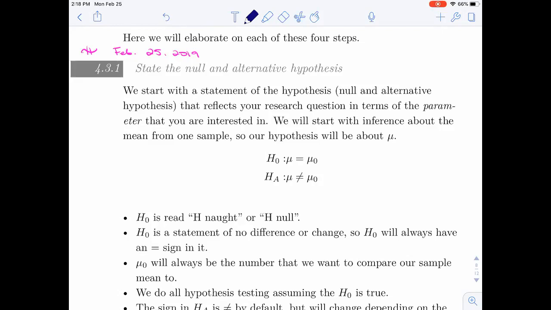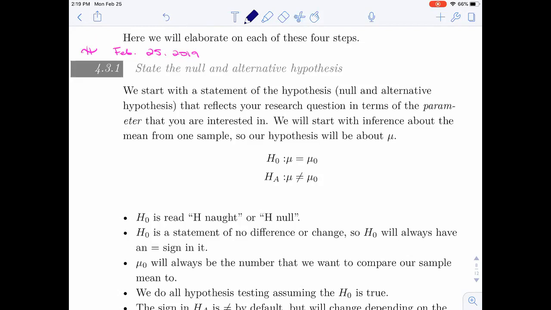So your null and alternative hypothesis are really just statements of what you think might happen and what you're going to assume to be true in the meantime. And so, like I said, we're going to talk about just collecting one sample, calculating the mean from that sample, and then comparing it to some value. And one important thing is that your hypothesis has to be about the parameter.